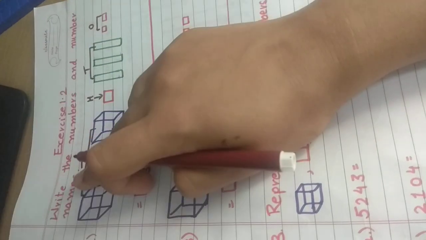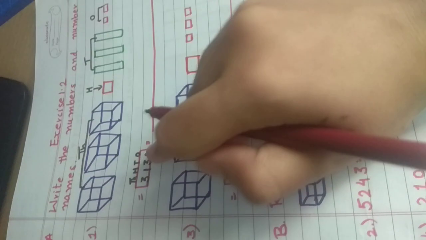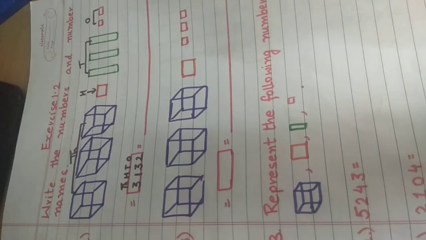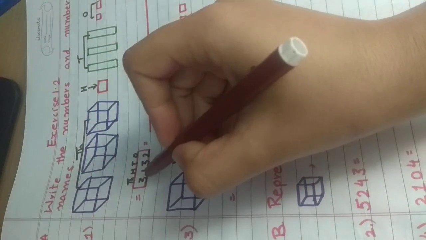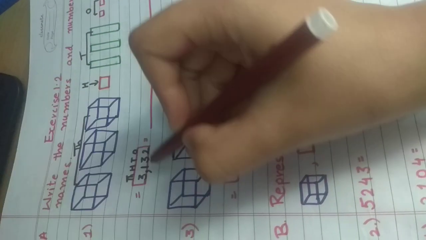Number name means spelling. 3132. And one more thing to keep in mind is that after the hundreds digit, we put a comma and separate the thousands.